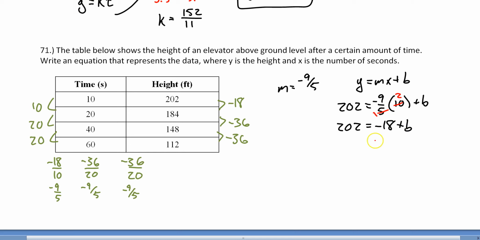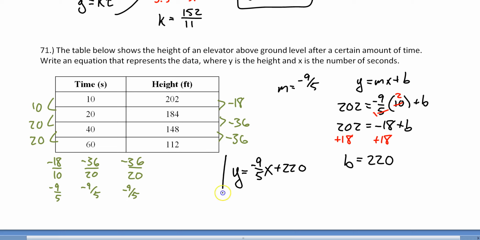You can also do point slope form and plug this into point slope form and then rearrange it, and that will work as well. Or you can work your way backward and say, I've got to go up 18 more feet to get back to a time of 0, using your slope and the pattern in the table. When I do this, it gives me 220. So my equation would be y equals negative 9/5 x plus 220. It's essentially saying I started at a height of 220, and I'm going down 9/5 feet every second.